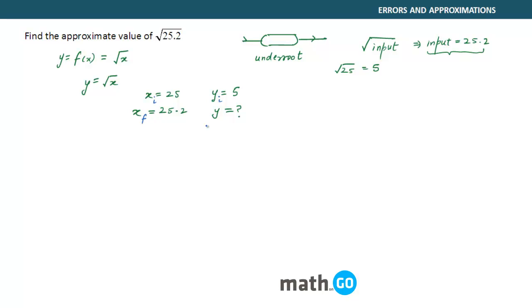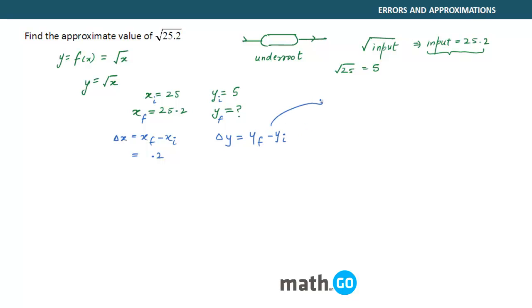Let me call this the final value of y, final value of x, and we need to find the final value of y. So can you tell me what will be the delta x? Delta x is nothing but x final minus x initial. So you have changed the input by 0.2. Then I can find delta y. Delta y will be what? Y final minus y initial.